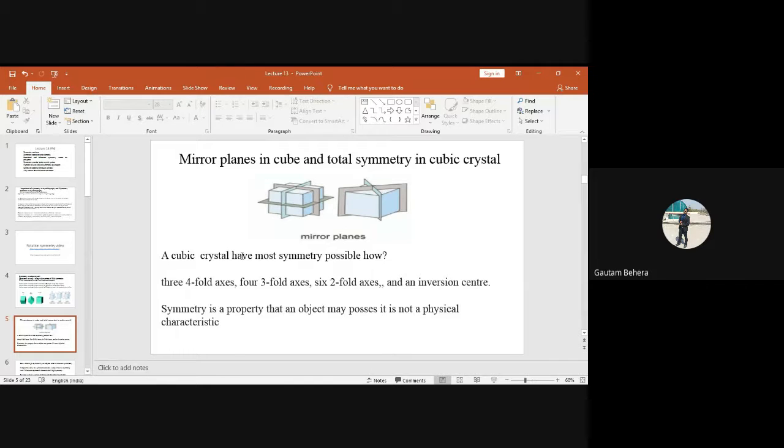You have to remember that a cubic crystal has the most symmetry possible. We have 7 crystal systems, and from the 7 crystal systems, the cubic crystal has the maximum symmetry possible. You can see threefold axes, fourfold axes, twofold axes, an inversion center, and mirror planes. So 3 four-fold axes, 4 three-fold axes, and 6 two-fold axes. How is it? Just have a look.